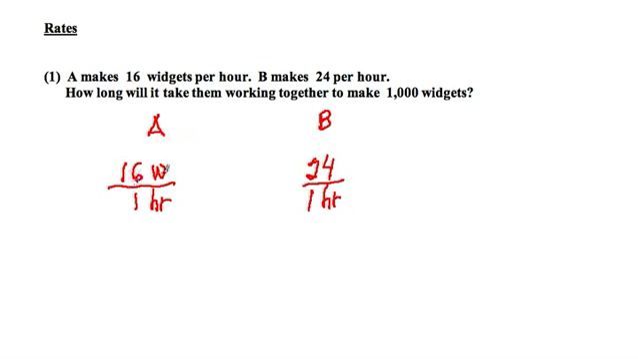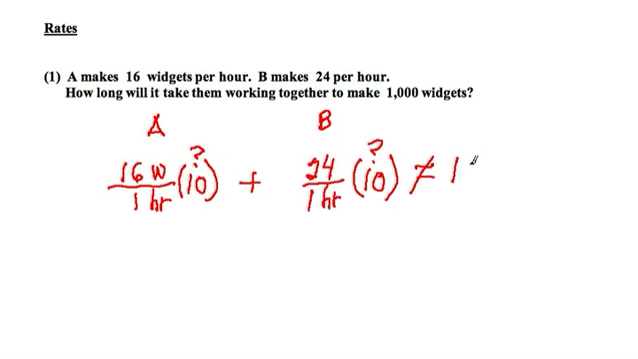Well, in 1 hour we have 16 plus 24 or 40. 2 hours would be twice that, 80. So one way to set up an algebra problem is to do a guess and check. Let's go a little higher. Let's just say in 10 hours. So that's not going to be high enough. So that's not going to be equal to 1,000.